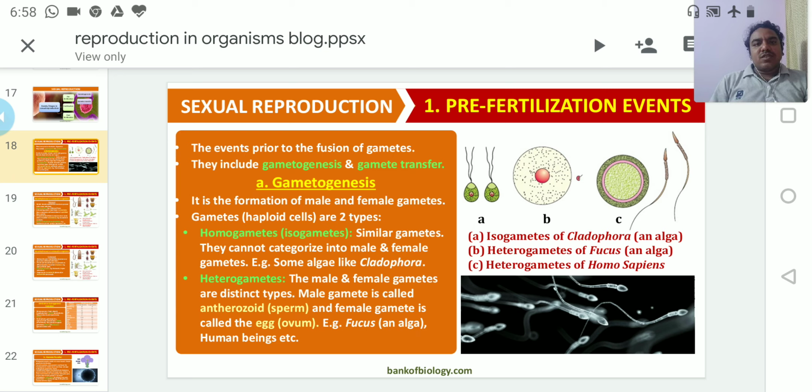And heterogametes. The word itself indicates hetero means different. The male and female gametes are distinct, structurally and morphologically. Generally the male gamete is called antherozoid, commonly known as sperm, and the female gamete is called egg or ovum. We can see such structures in Fucus, an alga, even in lower organisms. And in higher organisms like human beings, the sperm and egg are different. So these are considered heterogametes.